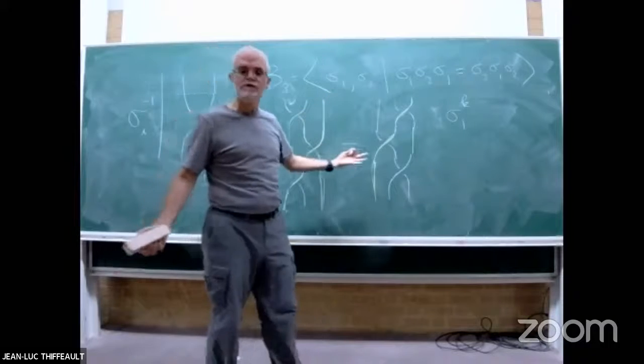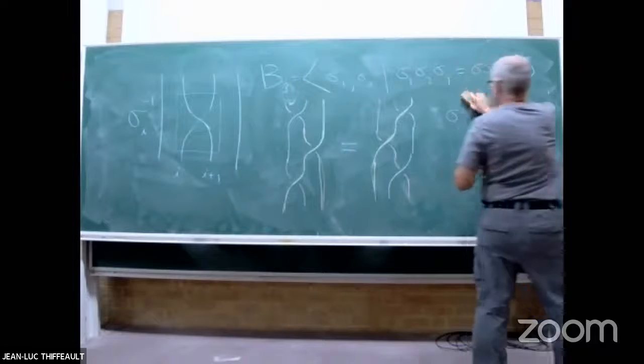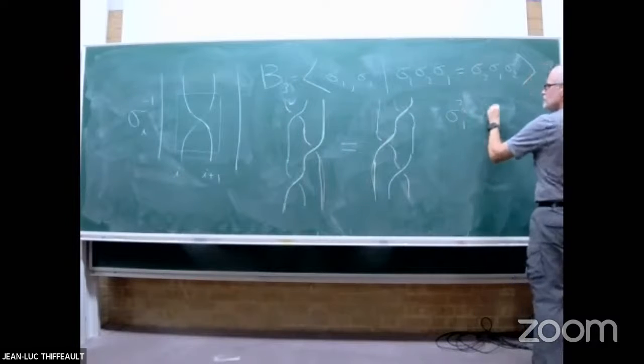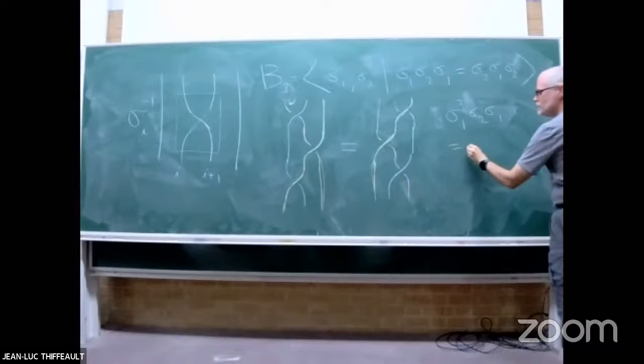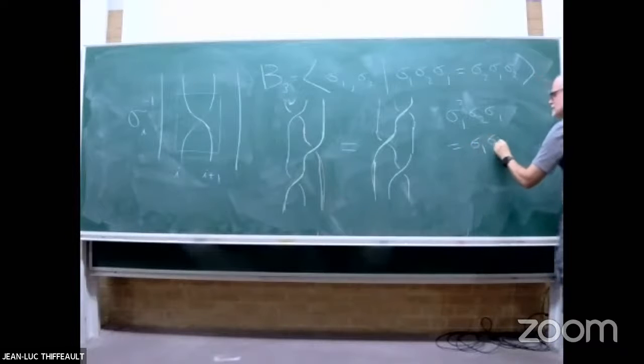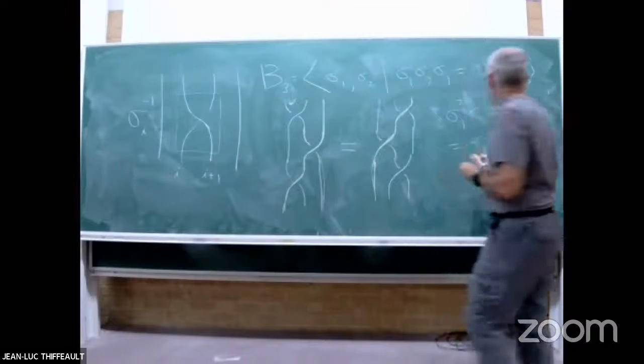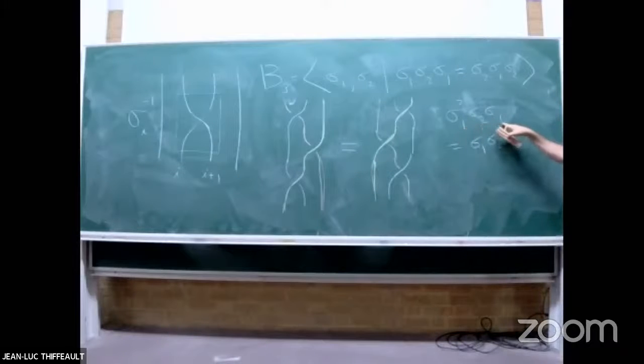But sometimes some of those elements will be the same. So for instance, if I have sigma 1 squared, sigma 2, sigma 1, then that's equal to sigma 1, sigma 2 squared, sigma 1. 1, 1, 2, 1, but then I replace the 1, 2, 1 by 2, 1, 2, and I get 1, 2, 1, 2.